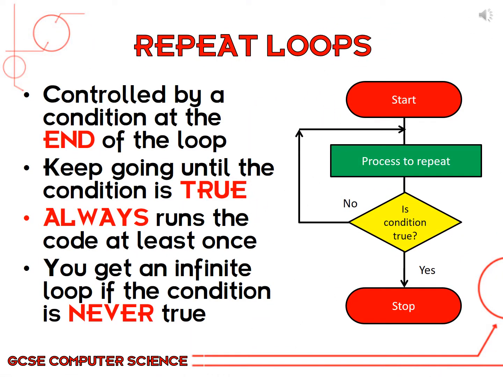So the repeat loop is when you start the program and you have some sort of process that you wish to repeat. Then what you do is check whether a certain condition has been met, and if it has, then you stop the program, and if it hasn't, you repeat the process again. So the whole idea is that it's controlled by a condition at the end of the loop, and the program will keep going until that condition is met.